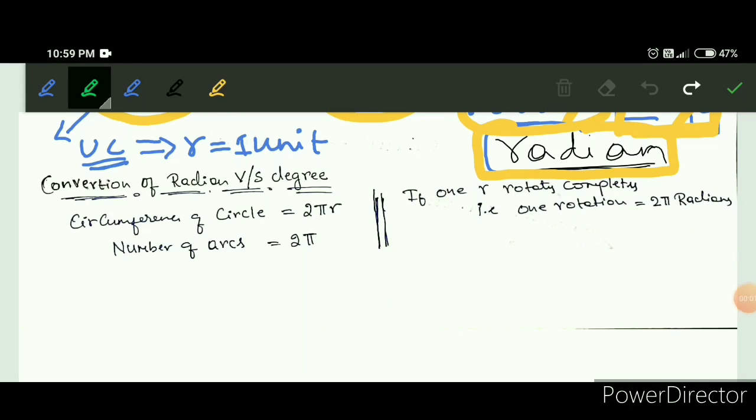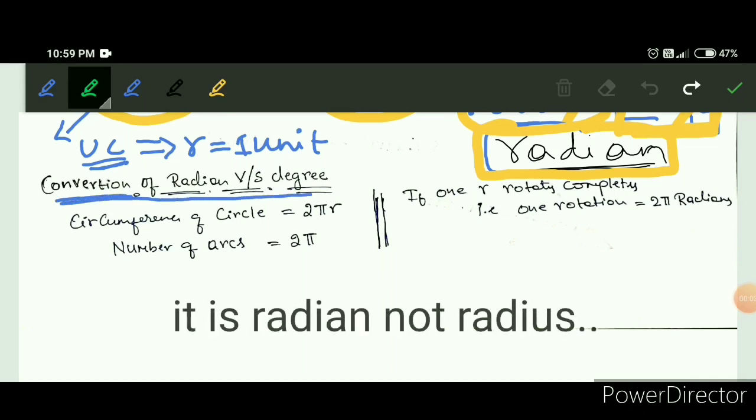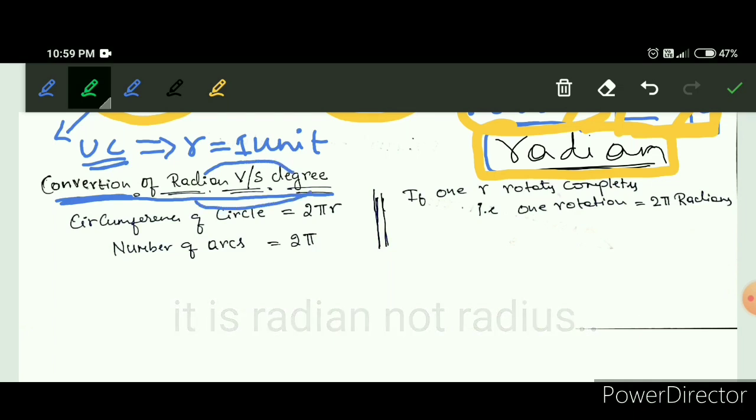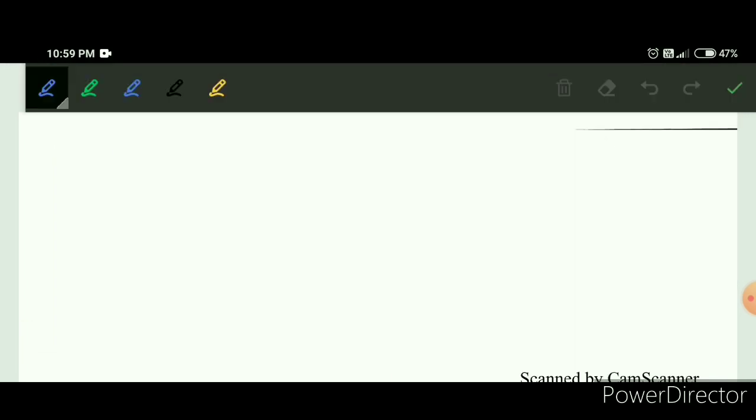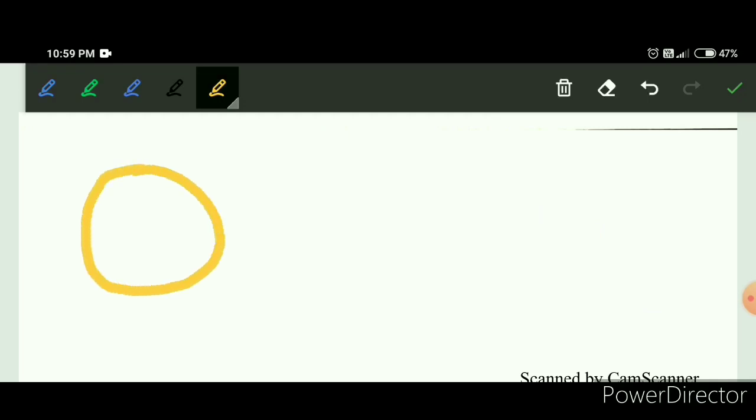Now I will explain the conversion of radian to degree and degree to radian. Before going to this concept, I will explain an interesting concept. What is the interesting fact? Here I consider a unit circle of radius r. Here it is a unit circle, so r must be 1 unit.